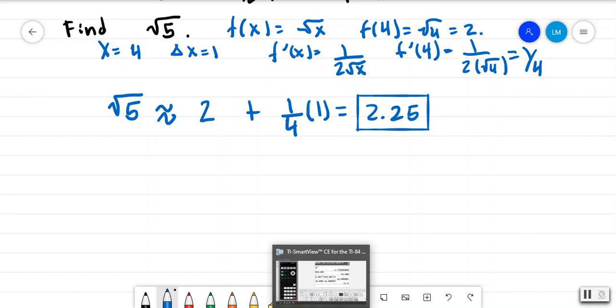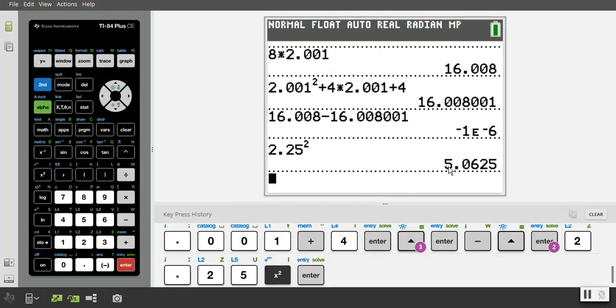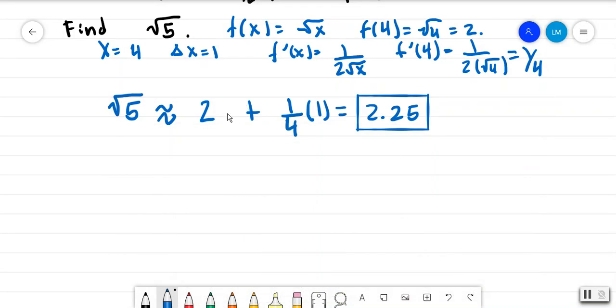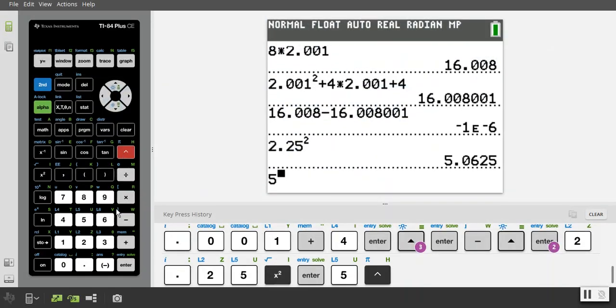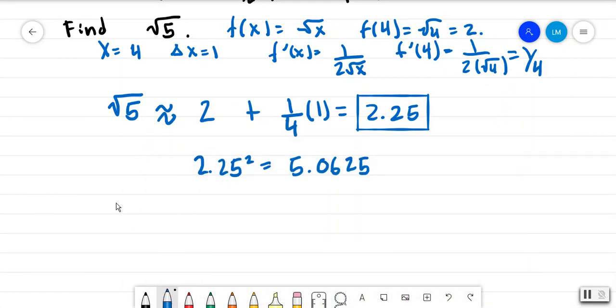Now, if we look at that, note that 2.25, if you square it, you get 5.0625. So it's definitely off, but we didn't expect that it would be close, really. If you look back at the square root of 5, you'll see that it's 2.2360 and so on. So yeah, we're kind of off, but there are better ways, but we don't really look at them in this class.